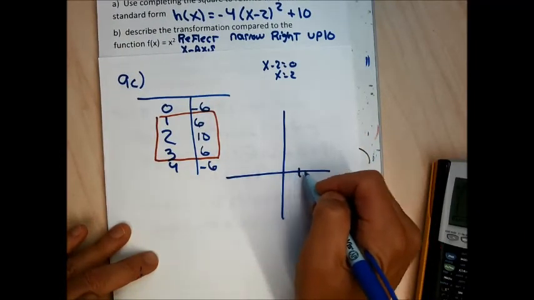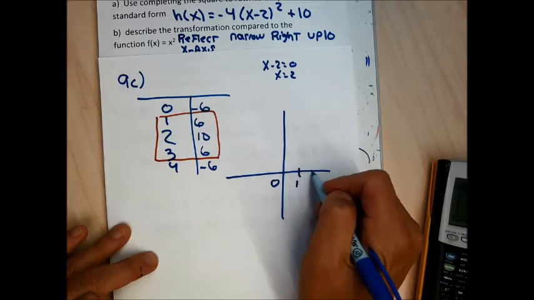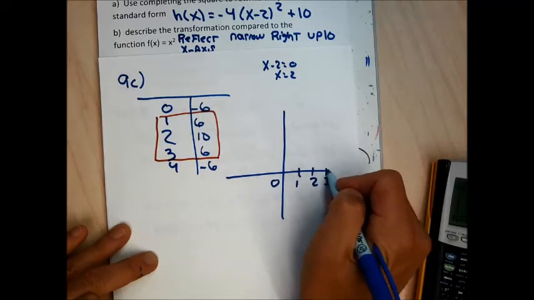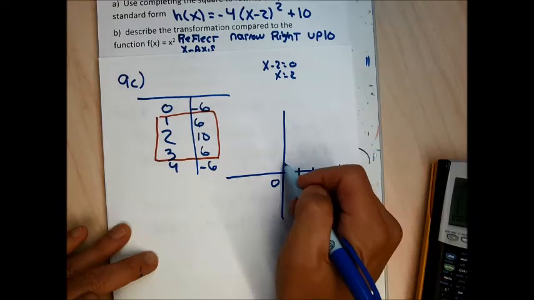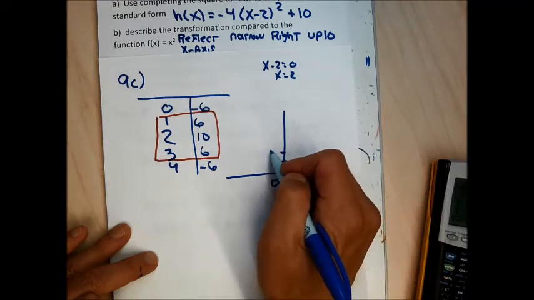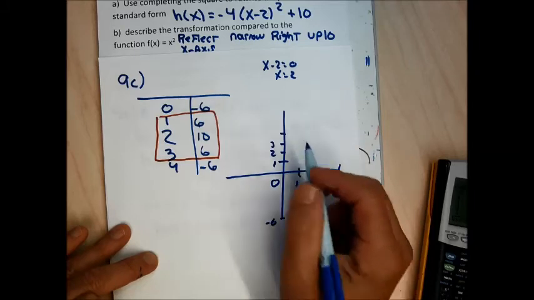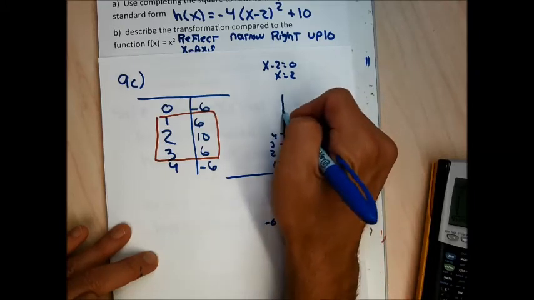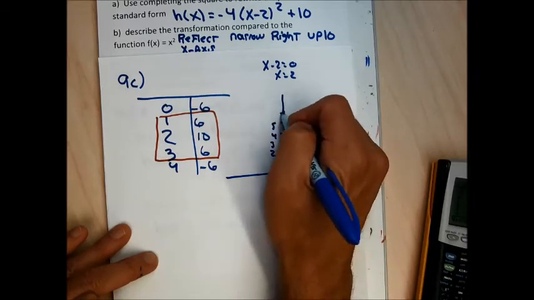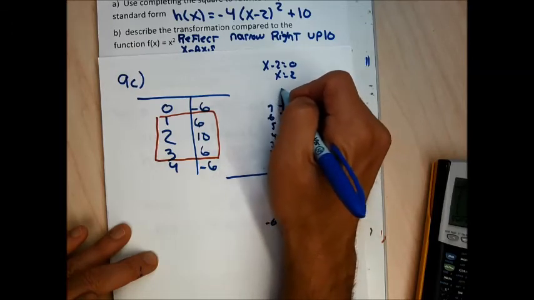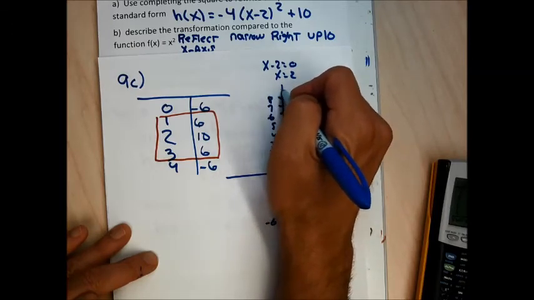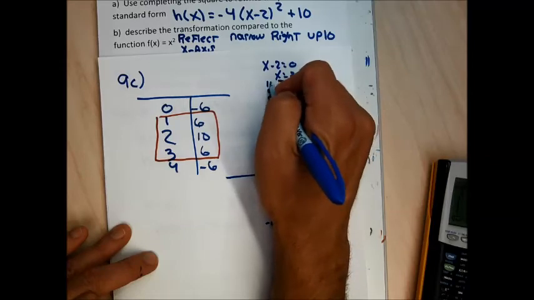So 0, 1, 2, 3, and 4 go on the x-axis. And on my y-axis, because I'm only plotting the positive points, I'm not going to go down there and plot this point at negative 6. So I just need my y-axis to get up to 10. I'd like to not have to go up to 10, but the vertex is at 10, so I'm kind of stuck at doing that point.